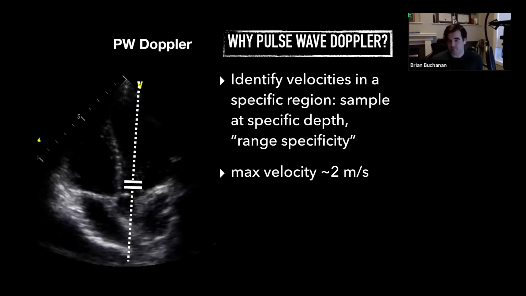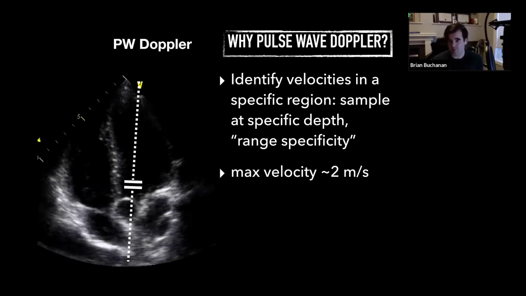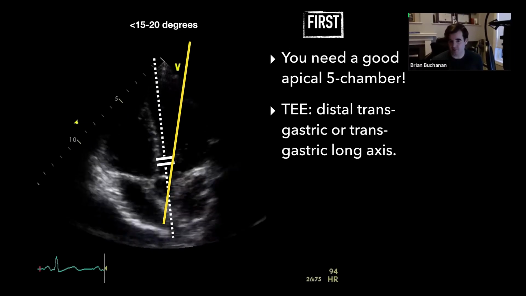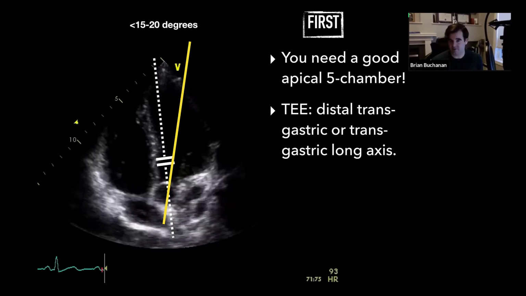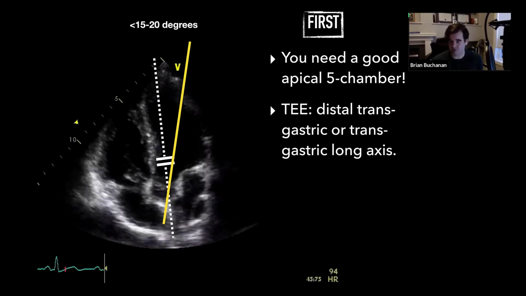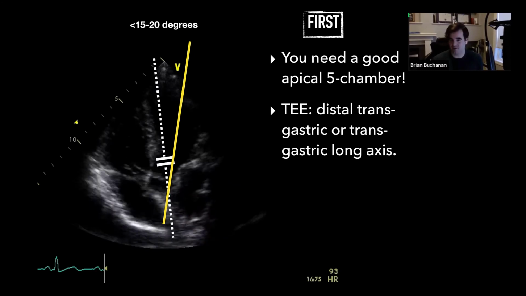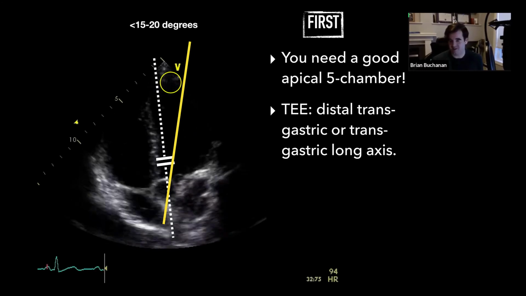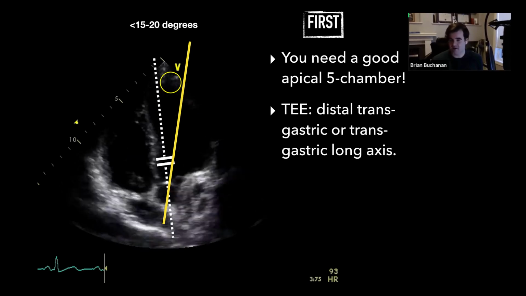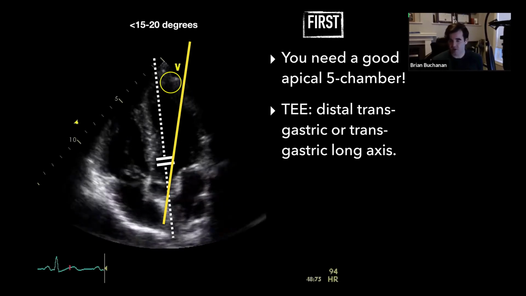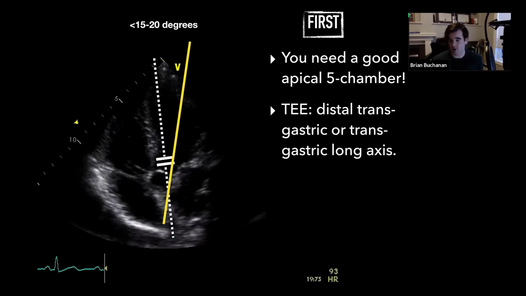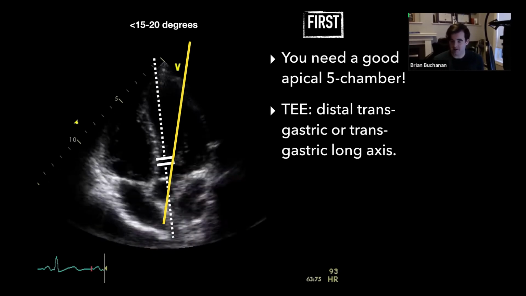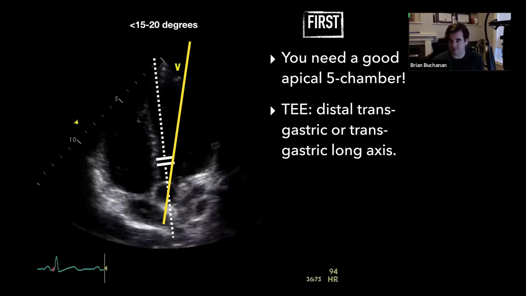But of course, before you can even talk about spectral Doppler, you need good views. I think this is the thing that should be emphasized most: you need a really solid apical 5-chamber if it's transthoracic. The angle of interrogation of the Doppler probe needs to be less than about 15 to 20 degrees from the angle of flow. If you go over that, you are going to underestimate your outputs, and that's certainly one of the biggest caveats.